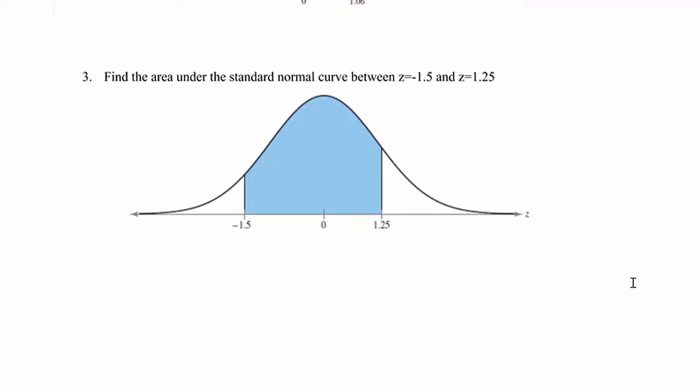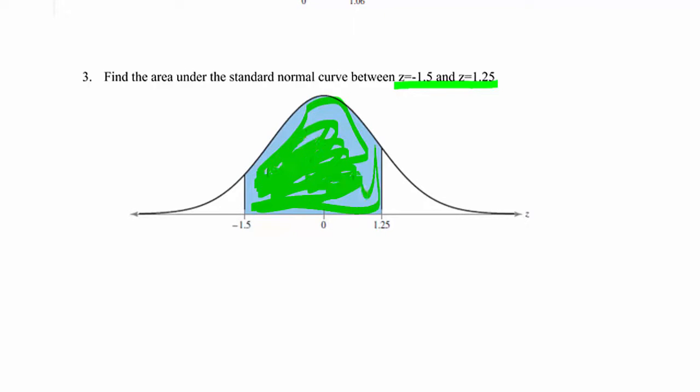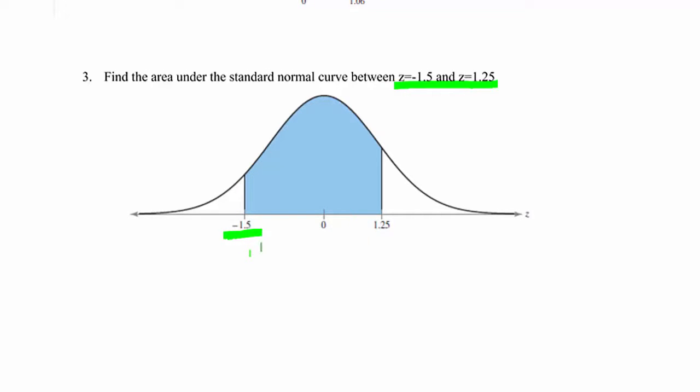Okay? So now the next one. Find the area under the standard normal curve between negative 1.5 and 1.25. So between these two values, which means as the graph shows, we are finding this area. Okay, then how to find this area? One thing, I'm going to give you a hint. In this case, negative 1.5 is on the left side, 1.25 is on the right side here. So no matter what, you have to read their z-score values first.